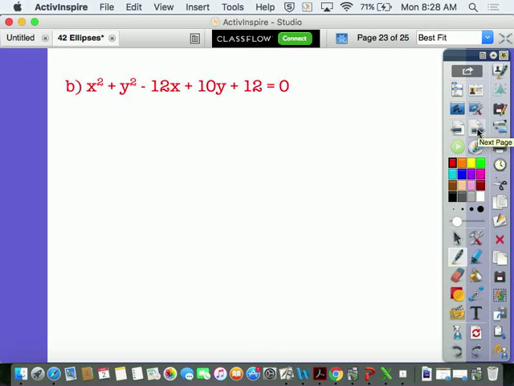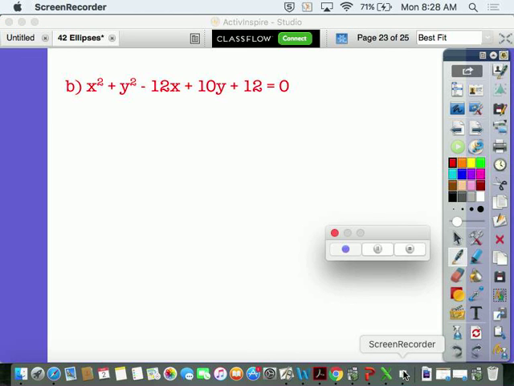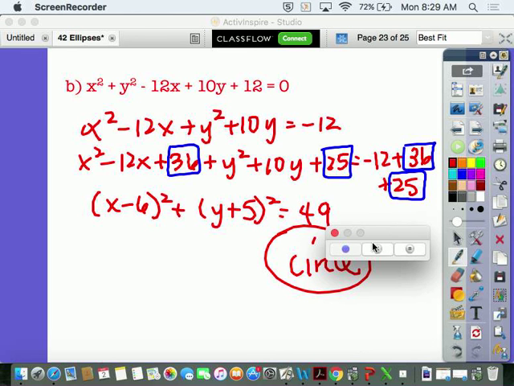Here's the next one. Pause the video, complete the square, press play when you're ready to see the answer. Hopefully you got this. You recognized that both your x's and your y's were being squared, but both of them had a coefficient of 1, which meant that you could go ahead and move the 12 to the other side, complete the square separately with your x's and your y's, and then end up with, hey, this is a circle that has a center at (6, -5) and a radius of 7.